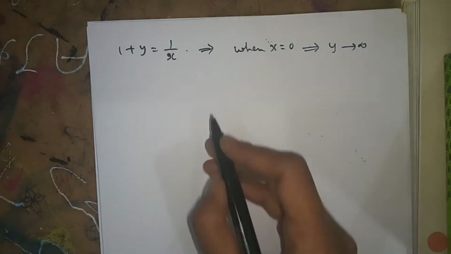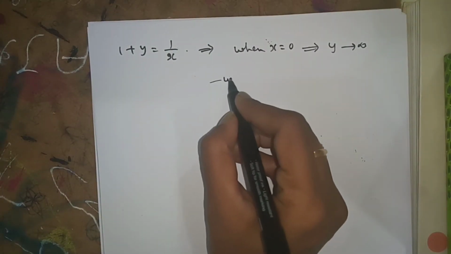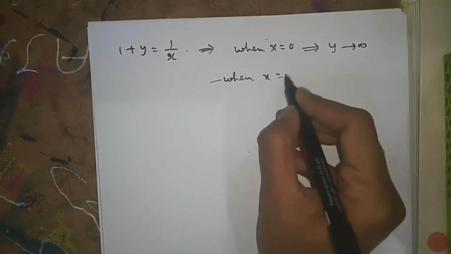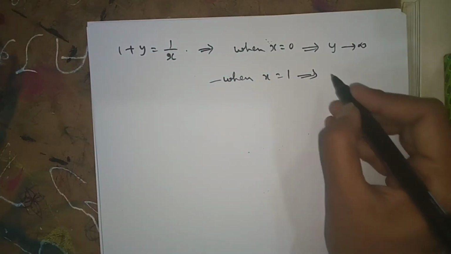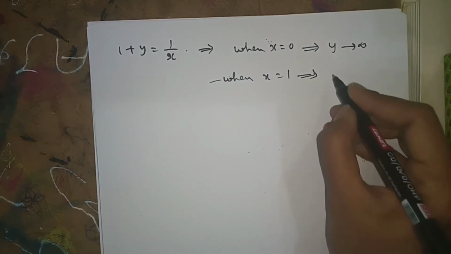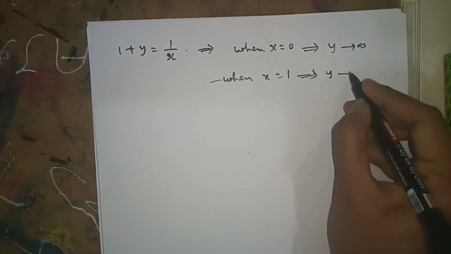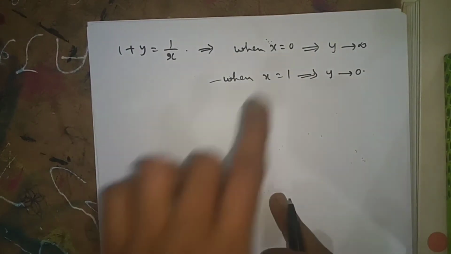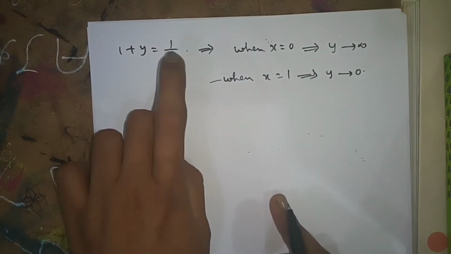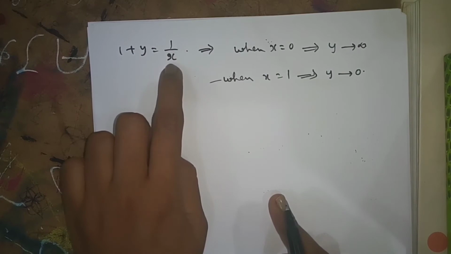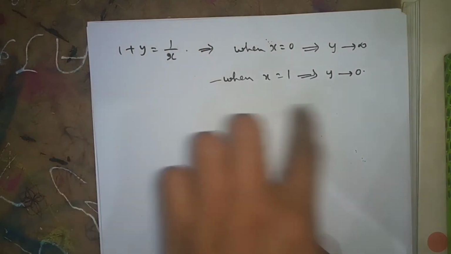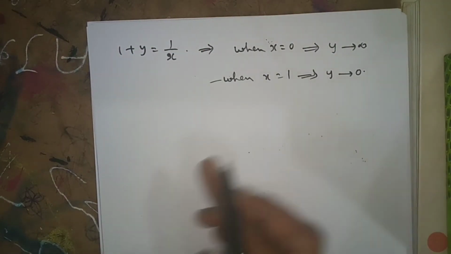Now, when x is equal to 1, 1 by 1 is 1 only. If you send it outside, y is equal to 1 minus 1, which is 0. So y tends to 0. When x is equal to 0, y becomes infinity. When x is equal to 1, y is equal to 1 minus 1, which is 0. Limits we have got.